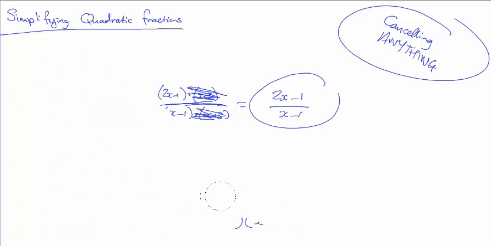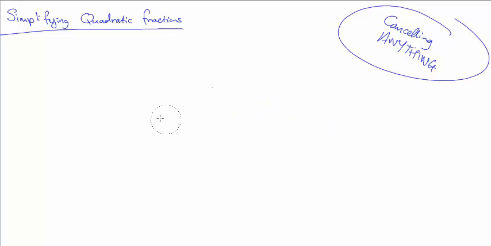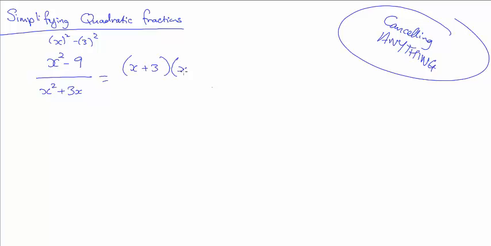So let's do another one. So let's do x squared minus 9 over x squared plus 3x. Now, this is a difference of 2 squares. You can see that's just x being squared minus 3 being squared. So that one just turns into x plus 3, x minus 3. By the way, if you didn't understand that, go watch the video on it.